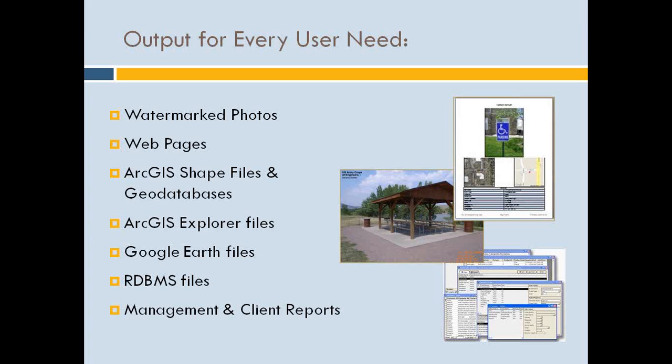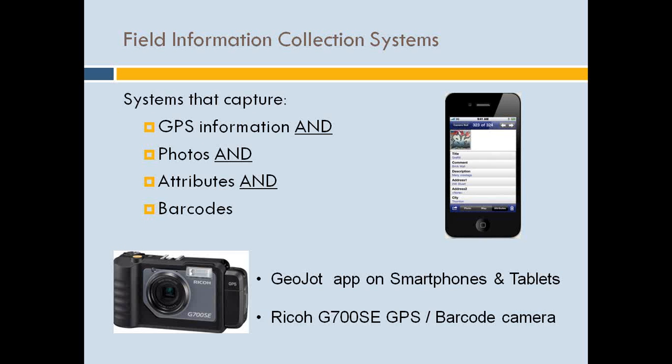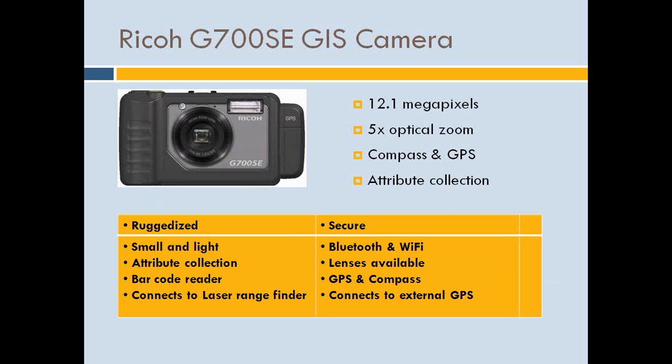Just to recap, our GPS PhotoLink and GeoJot system supports most end-user reporting and presentation needs, and everything from watermarked photos through database and spatial database systems. We'll be demonstrating field collection systems and our desktop systems next. So the two systems we're going to look at are smartphone and smart tablet-based systems and camera. And both systems capture GPS information and photographs and attributes and barcodes.